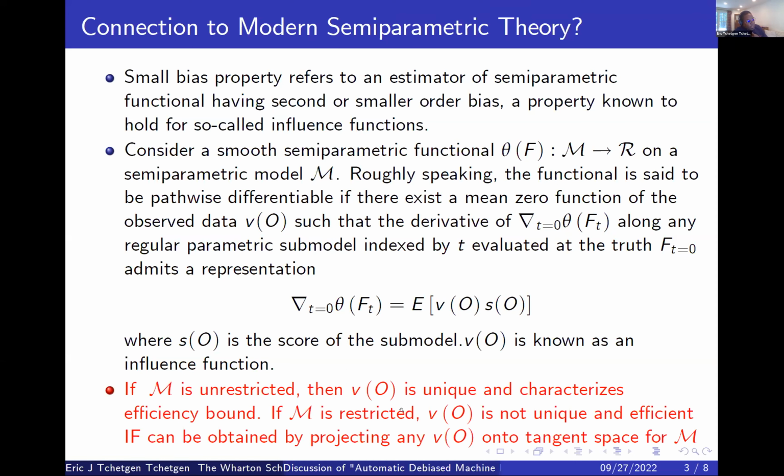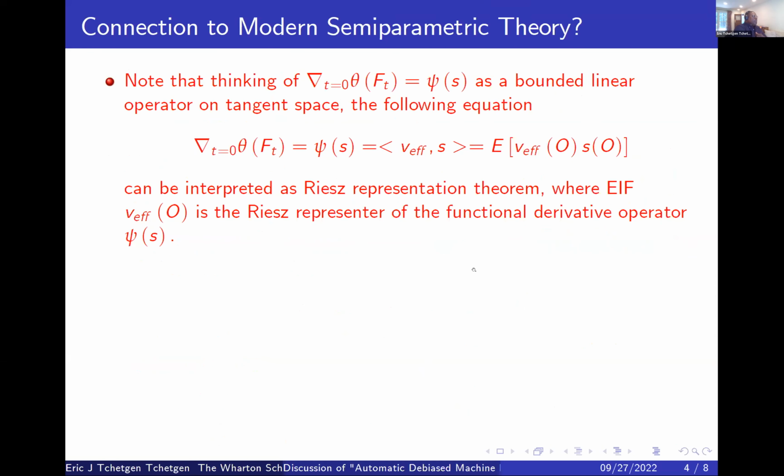If M is restricted, V of O is not unique, and the efficient influence function can be obtained by projecting any V of O onto the tangent space for M. This can be a really difficult and tedious exercise, how to solve this equation and find V of O that satisfies it for all scores in your model. But there is a connection to what the speaker is doing here. Note that we can think of this derivative, the one on the left-hand side, as a bounded linear operator on the tangent space, and the tangent space is the span of the scores, so this is a linear operator on the span of the scores.